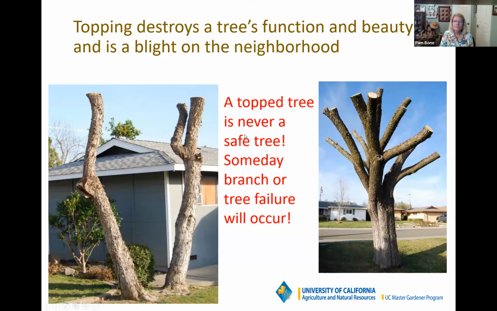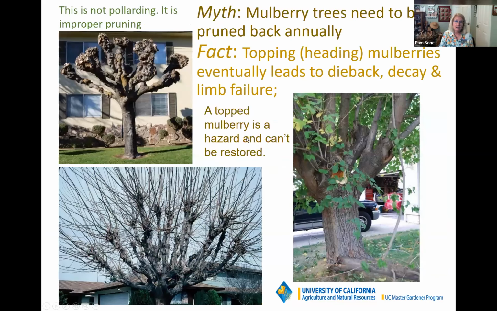Someday the branch or tree failure will occur. If you top a tree, you just have to keep it short and stubby like a hedge or a shrub, because it's not going to hold up. In fact, this is what people say, oh, I need to prune my mulberries every single year. And the fact is, no, they don't need to be pruned annually either. They need to just be treated like a normal tree, but we haven't done that. And people think, oh, this is pollarding. This is some sort of a scientific or an artistic method, and I have to do that, but you don't.